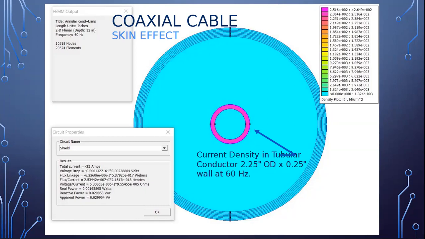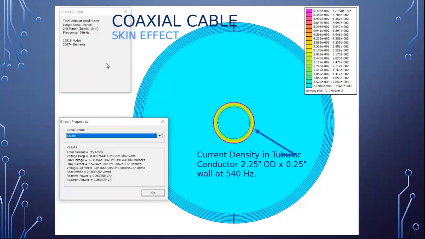What we have here is a 25 ampere, or minus 25 amp, current flowing into this tubular conductor. And you can see that the color presented on the conductor is very near the top of the color chart at the right-hand side, and it is uniform in color. That means that the current density across the wall of that conductor is identical from the outside to the inside. That's at 60 hertz. Frank, let's move to the next one.